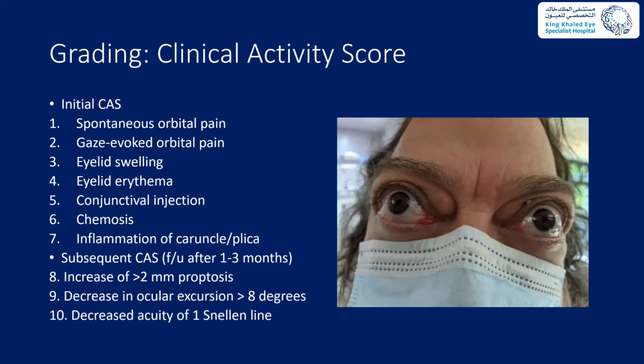How do you grade thyroid eye disease in terms of clinical activity? Well, one method is called the clinical activity score. On initial evaluation, these 7 items are scored as 1 point each, with scores of 3 to 4 or more on initial evaluation generally an indicator of active inflammation. And note in this patient, in his right eye, there is inflammation of the caruncle, the 7th item in this list. On subsequent visits, changes in proptosis, ocular motility, and acuity are also graded.